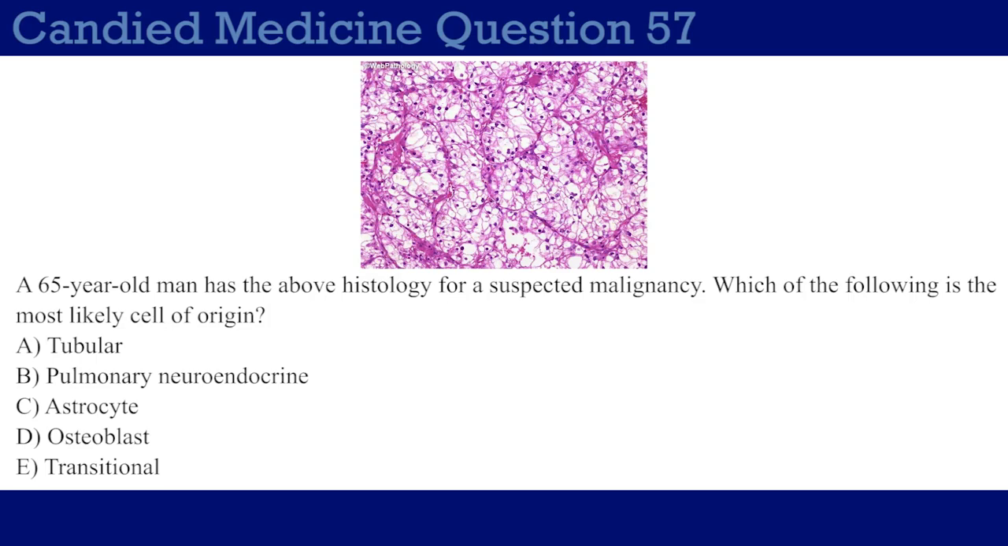A 65-year-old man has the above histology for a suspected malignancy. Which of the following is the most likely cell of origin? Choice A, tubular. Choice B, pulmonary neuroendocrine. Choice C, astrocyte. Choice D, osteoblast. Or choice E, transitional. And we have this histology slide showing a bunch of cells which appear to be white in color. Anyway, I'll wait 5 seconds and answer the question.